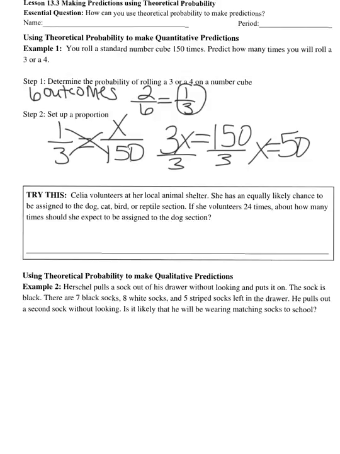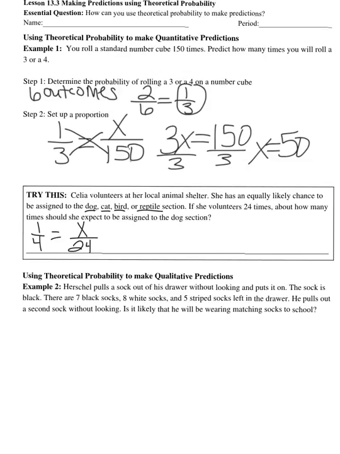So the first thing we need to figure out is what is the probability if she goes that she's assigned to the dog section. And there are 4 equally likely but different outcomes, and one of which is the dog. So the theoretical probability of being assigned to the dog is 1/4, or a 25% chance. Now setting up my proportion, she's going 24 times. So 1/4 is equal to what out of 24?